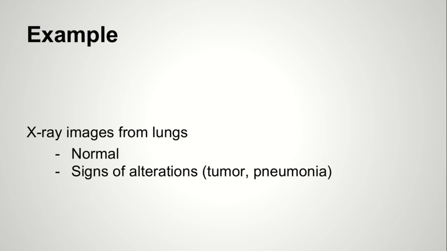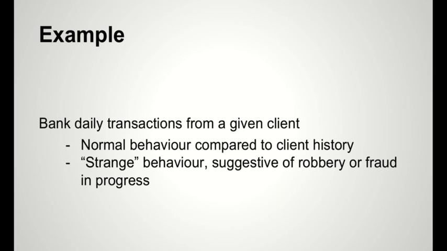Let me give you some examples of applications there may be for anomaly detection. Let's say we have several X-ray images from lungs and we would like to tell if it's a normal lung or if there is a sign of alteration, which could be a tumor or pneumonia. Another example is bank daily transactions from a given client. We want to know when there's a normal behavior compared to the client history, or if there's something strange, suggestive of robbery or fraud in process.